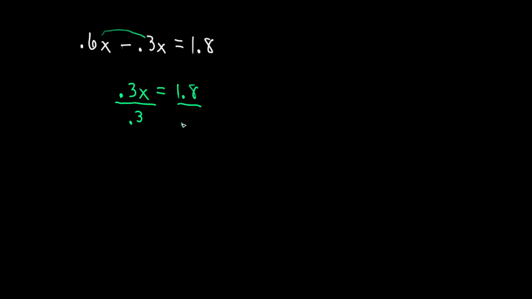Our next problem, 0.6x minus 0.3x equals 1.8. Again, we have like terms, so we can just combine these right off the bat to get 0.3x equals 1.8. Divide out the 0.3. And we're left with x equals 6, because these 0.3's canceled and 0.3 goes into 1.8 6 times.